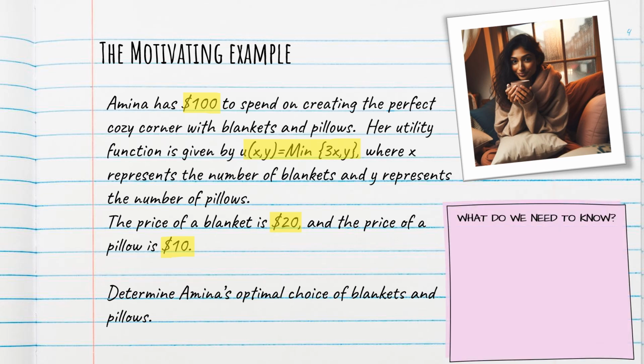What do we need to know in order to solve this question? We need to know the utility function, the price of each good, as well as the consumer's income.